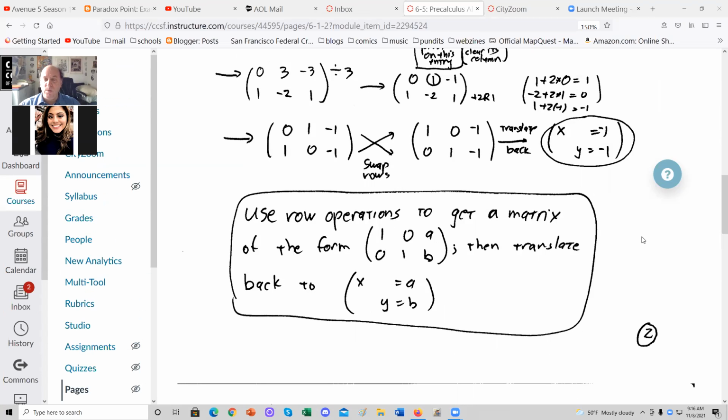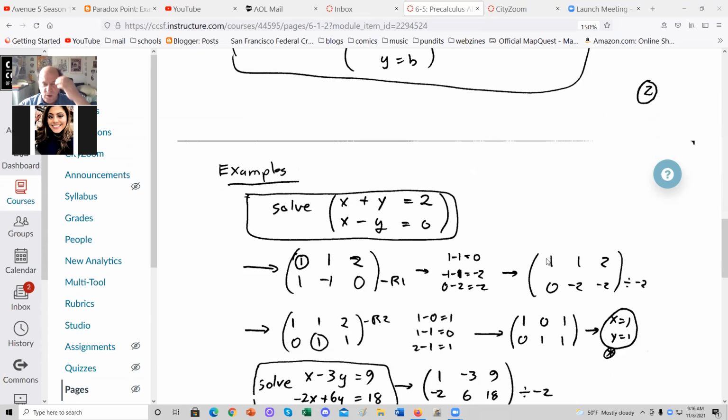So the idea is we use row operations to get a matrix of the form 1, 0, A, 0, 1, B, which translates back to x equals A and y equals B. So for example, x plus y equals 2, x minus y equals 0. The augmented matrix is 1, 1, 2 for the first row, 1, -1, 0 for the second row. Now we're going to pivot on this one to clear out this one here.